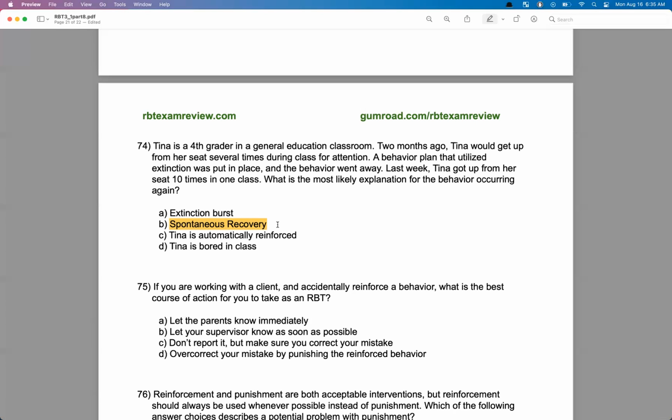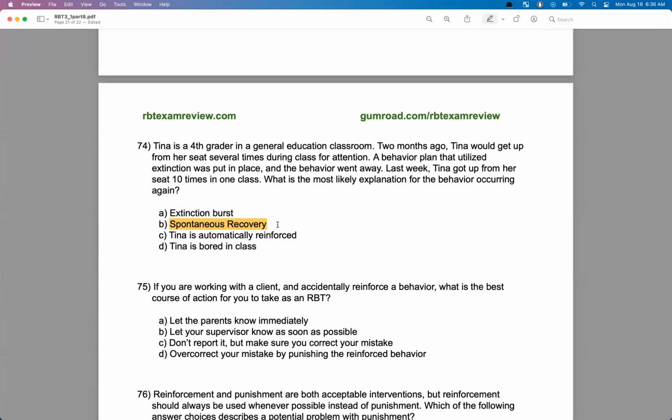Spontaneous recovery. So again, the process of extinction, if you wanted to break it down, you would implement extinction, extinction burst, behavior extinguished, and then if that behavior suddenly comes back, we have spontaneous recovery. The best way to respond to a behavior in spontaneous recovery is to continue putting it on extinction. The worst thing you can do is see an old behavior reoccur and treat it differently than how you treated it the first time.